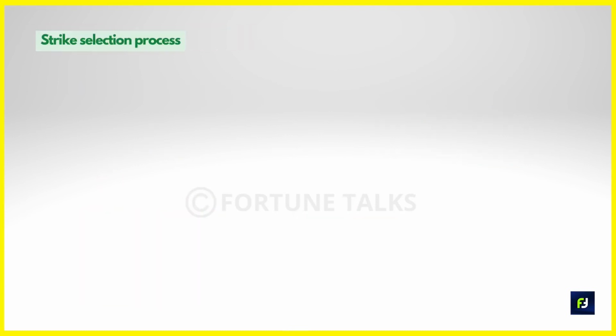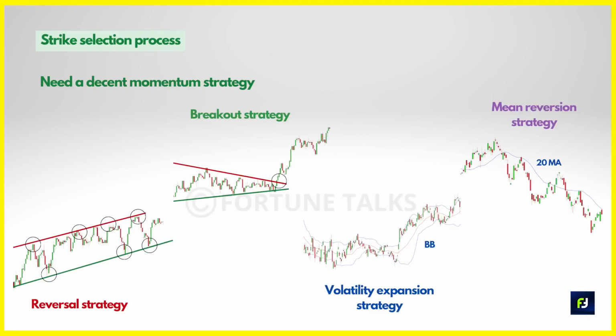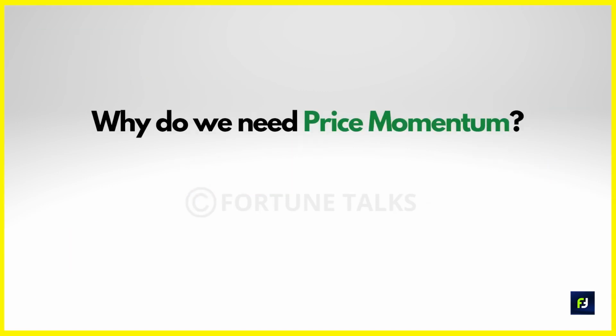Now, let's look into the strike selection process if you are into option buying. I'm hoping that you have a decent enough strategy, be it any reversal strategy or breakout strategy or volatility contraction and expansion strategy or mean reversion strategy or any other strategy where you expect the prices to move strongly or with momentum in your desired direction. Now you can ask me, why do you want prices to move with strong momentum?